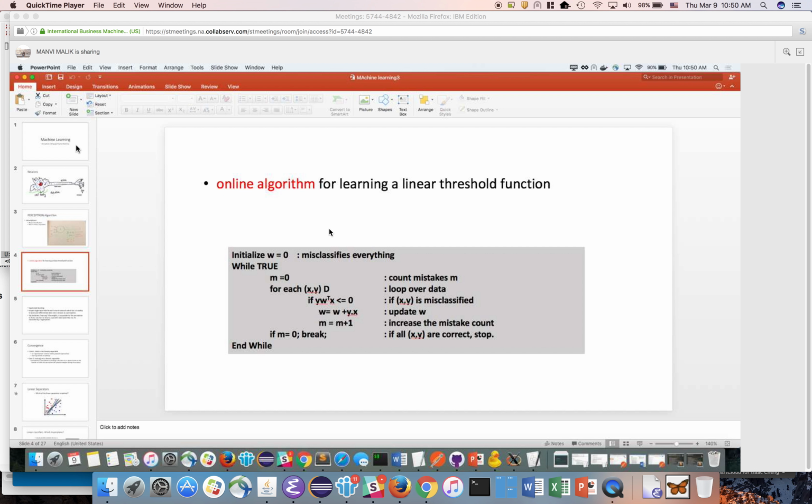check whether the summation of w into x times y is less than 0. If it is less than 0, that means my point is misclassified. So I will update the weight vector. The weight vector is updated as w plus the product of y into x, and I will increase the mistake count by 1. And if w is predicted fine, then m will be 0. So we will keep continuing this until the number of mistakes is equal to 0.